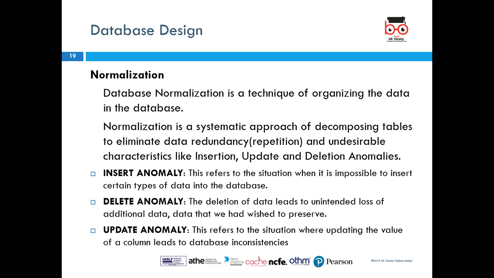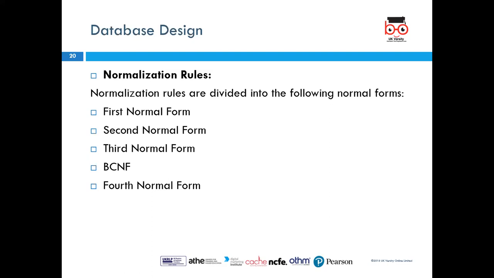So when it comes to a relational database, we need to understand what normalization is, which is simply the technique of organizing the data in a database. Normalization is the approach of decomposing our tables to eliminate redundant information. So this allows us to remove unnecessary data from our table. There are several rules that have to be followed. So we have first normal form, then second normal form, third normal form, BCNF, and fourth normal form.